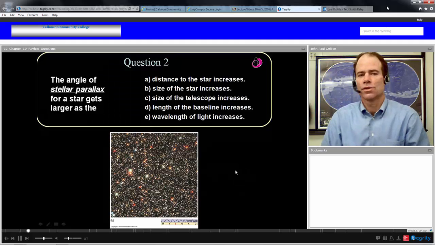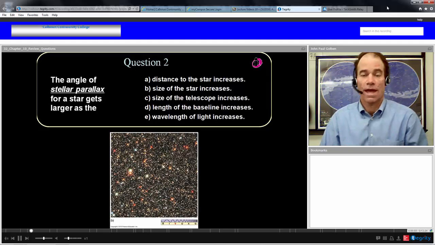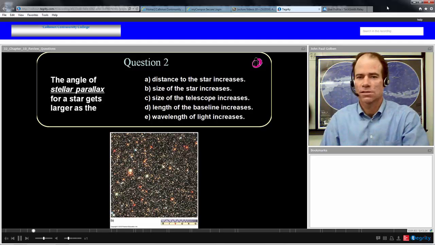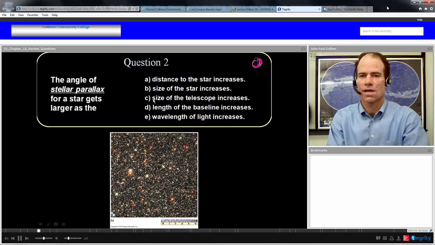Question 2. The angle of stellar parallax for a star gets larger as the star gets closer. Is that one of our answers? Distance to the star increases? No. It would be distance to the star decreases. B. Size of the star increases? No. It would have nothing to do with the size. C. Size of the telescope? No. Length of the baseline increases?